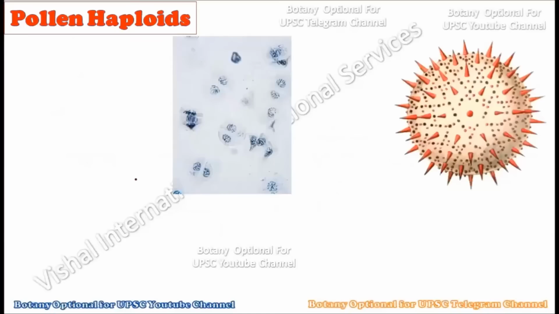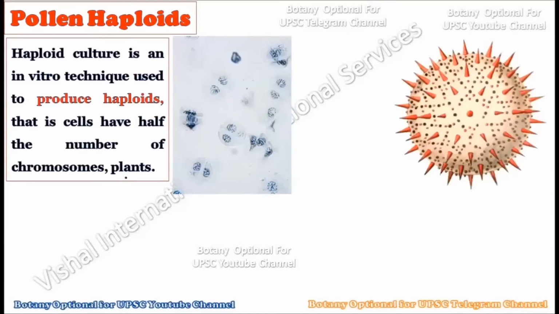Okay, so first of all, let us understand in general what we mean by haploid culture. What is the culture which involves the haploid organs in the plants? Now see, the haploid culture is an in vitro technique used to produce haploids, that is, cells that have half the number of chromosomes in the plants. So basically haploid culture is that culture in which we produce the haploids.